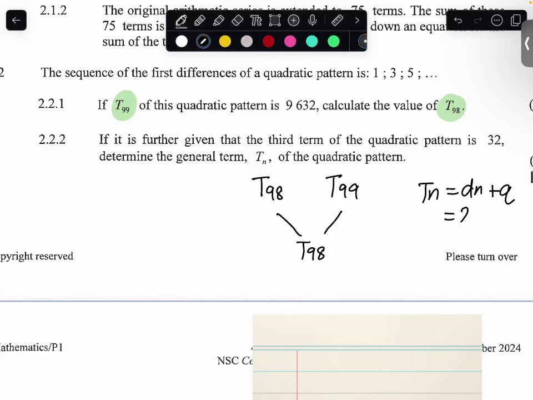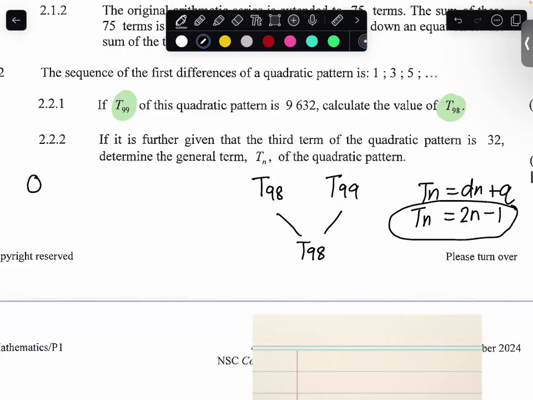D is the common difference, which is 2. Q is what you do to d to get the first term. What should I do to 2 to get to 1? I need to subtract 1. So you can go this method, or you can go the long method where you don't have to think about it. This is the general term of the arithmetic sequence.